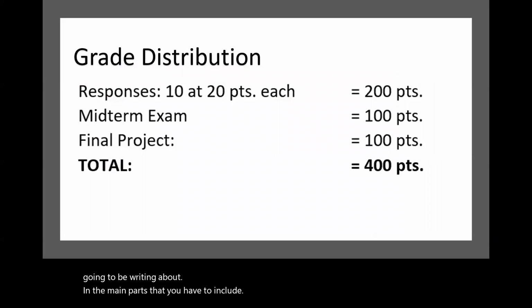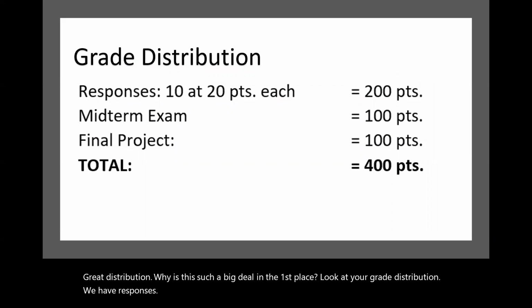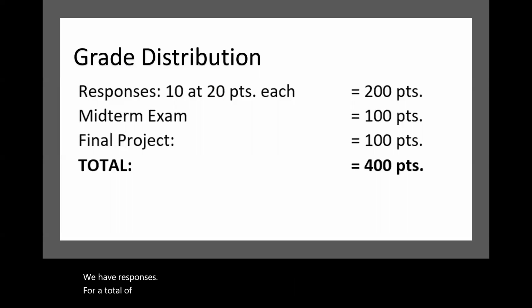Grade distribution. Why is this such a big deal in the first place? Well, look at your grade distribution. We have responses for a total of 200 points. The midterm, which is in week 4, is worth 100 points. And the final project is worth another 100 points. So if you sum it together, you have 400 points.